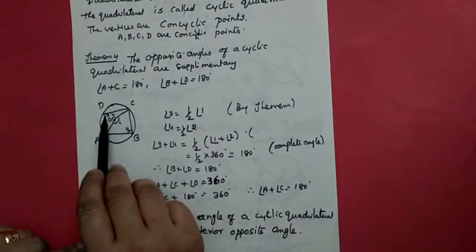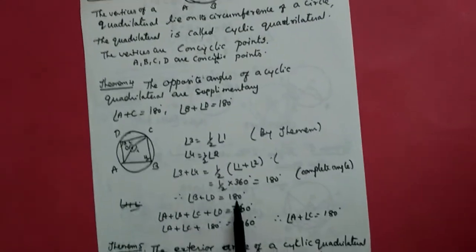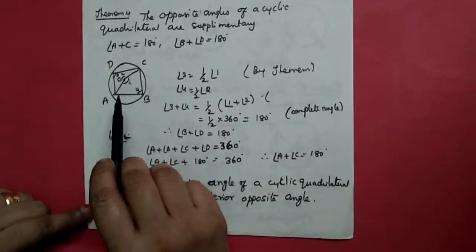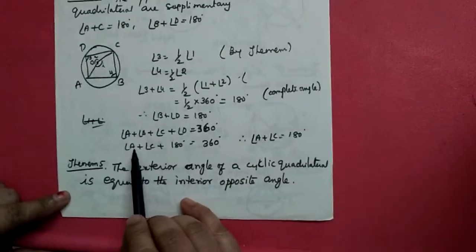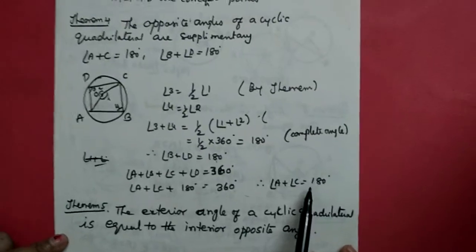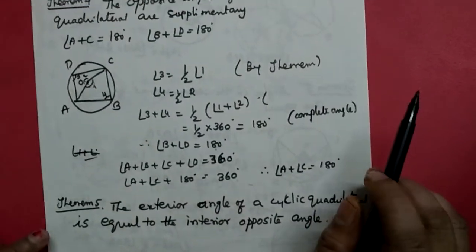What is 3? 3 is D. 4 is B. So, angle B plus angle D is equal to 180 degrees. You know the sum of the 4 angles of the quadrilateral is 360 degrees: A plus B plus C plus D is 360. But you know B plus D is 180. Therefore, A plus C is equal to 180 degrees. Therefore, in a cyclic quadrilateral, the sum of opposite angles is supplementary.